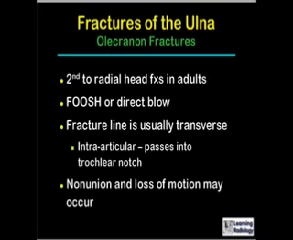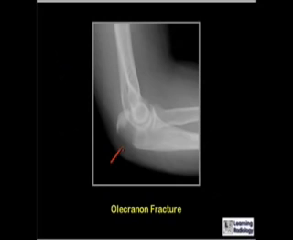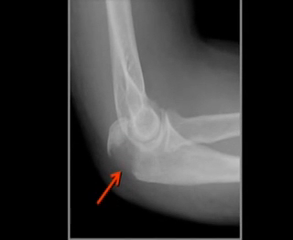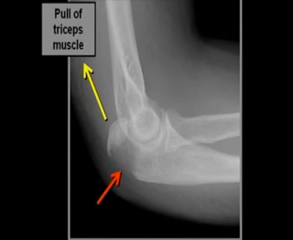Complications of olecranon fractures include non-union and loss of motion. Here's an example of a fracture of the olecranon, shown by the red arrow. The marked distraction of the fracture fragments occurs because the proximal fragment is pulled by the triceps muscle.